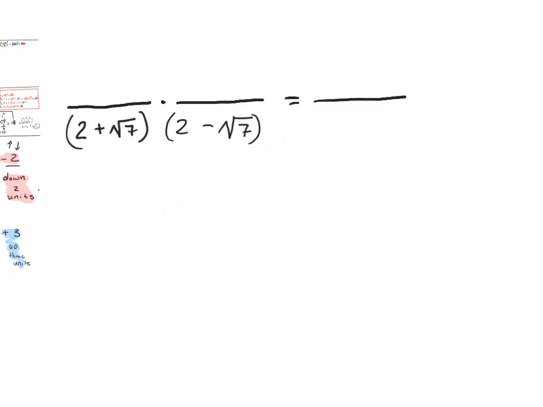First times first is 2 times 2 is 4. And then the square root of 7 times the square root of 7 would be what? 7. It just ends up as 7. In this case, a positive times a negative is a negative. This would end up as -3. I just made this up. This wasn't something there. But conjugates were that really easy thing that we dealt with a while back.